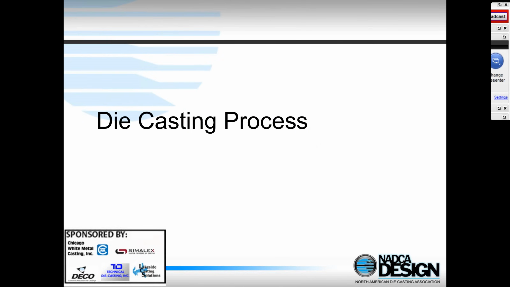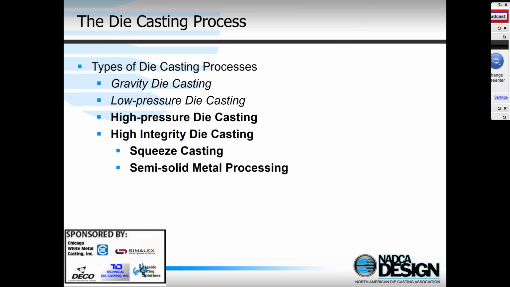So to successfully design components for the die casting process, you clearly need to understand the process itself. So that's what we're going to focus on today. We're going to talk about the different die casting processes. We're going to talk about different aspects of process design, and then finish up describing some actual applications of die castings. So first, let's just talk about the die casting process.